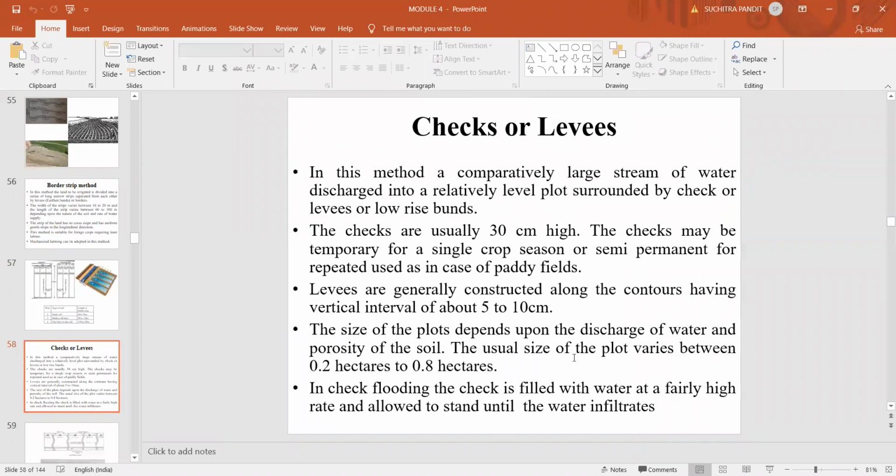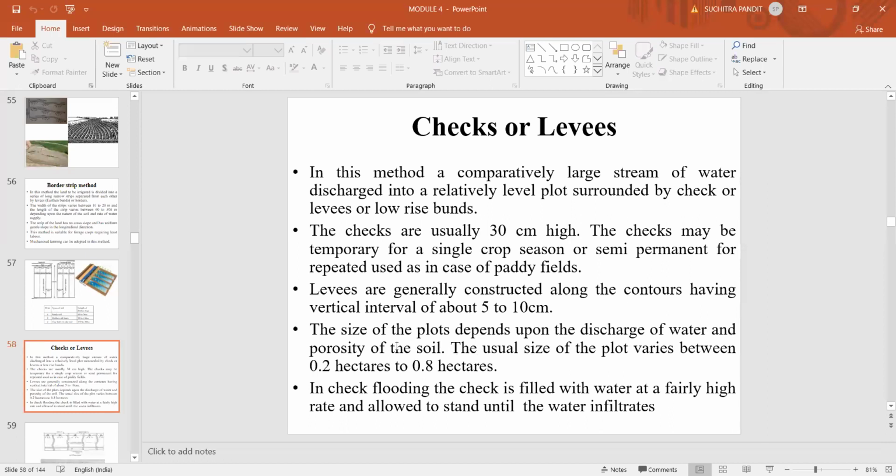And the fourth method in case of free flooding is checks or levees. In this method, a comparatively large stream of water is discharged into a relatively level plot surrounded by checks or levees, or it's also called low rise bunds. The checks are usually 30 centimeter high, and the checks may be temporary for a single crop season or semi-permanent for repeated use, as in the case of paddy fields. Levees are generally constructed along the contours having vertical interval of about 5 to 10 centimeter, and the size of the plot depends upon the discharge of water and porosity of the soil.